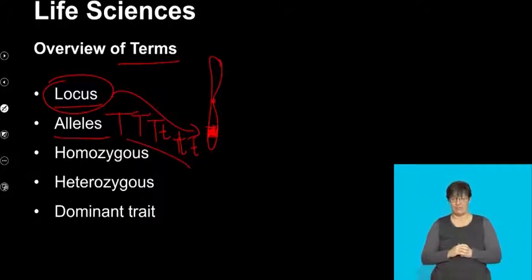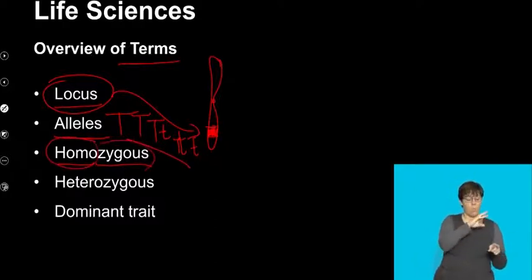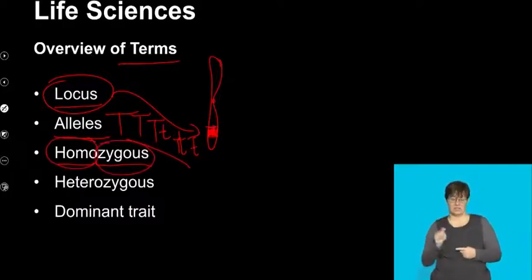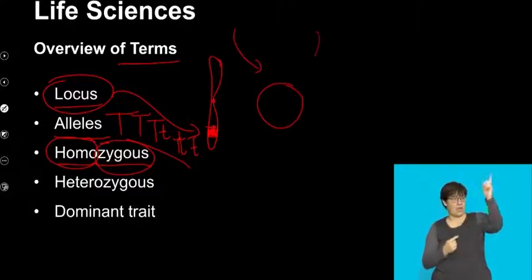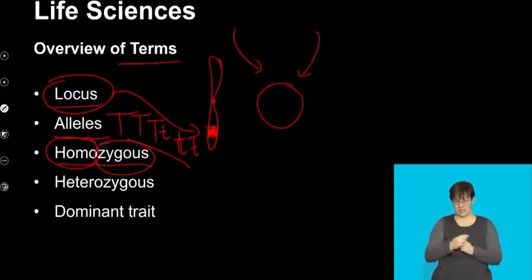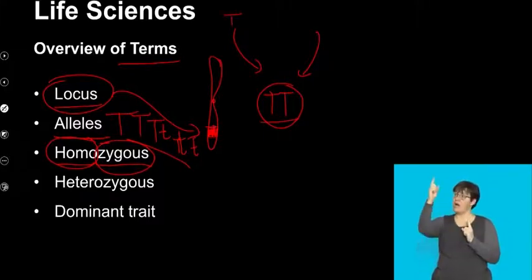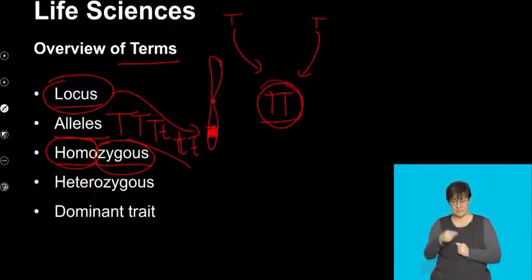The next term is homozygous. The word homozygous can be broken up into homo and zygous, meaning zygote. So this is an offspring that is produced by inheriting the same gene from both the parents. So for example, if we look at the characteristic of height, that is a homozygous allele, which means that this individual has inherited the same allele from both the parents, making this zygote a homozygous zygote.